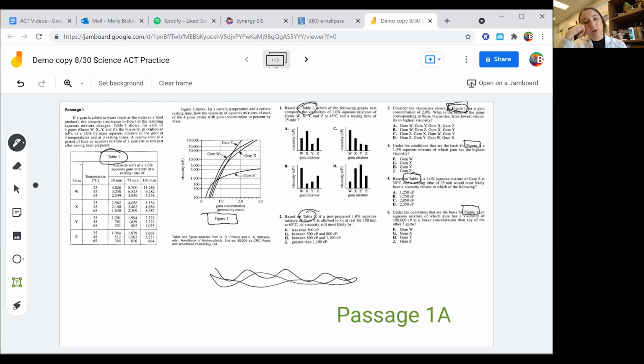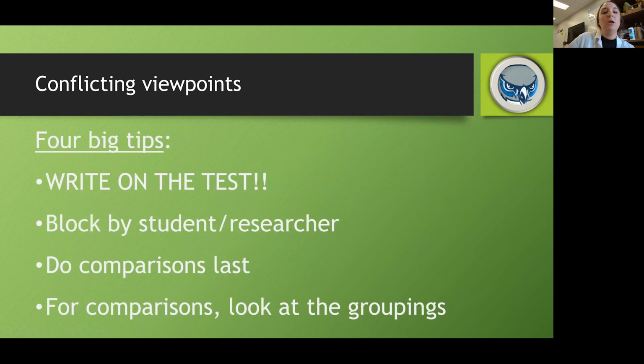At the end of this video, you'll have time to come back to this and answer those questions. But for right now, let's move on to our next question type. Our next question type or passage type is the conflicting viewpoints, my favorite. I love this one. My first tip out of 4 for conflicting viewpoints is write on the test.